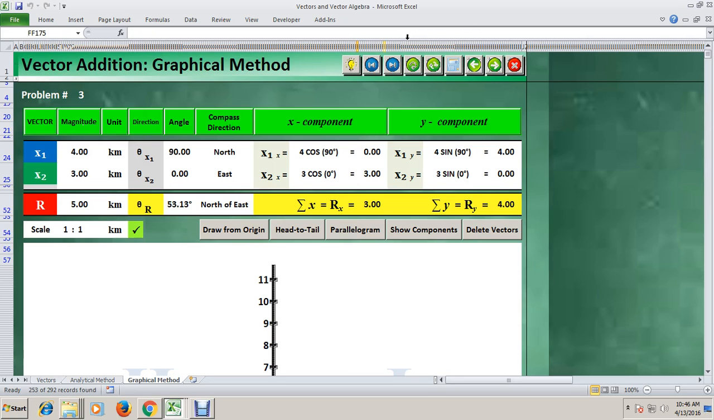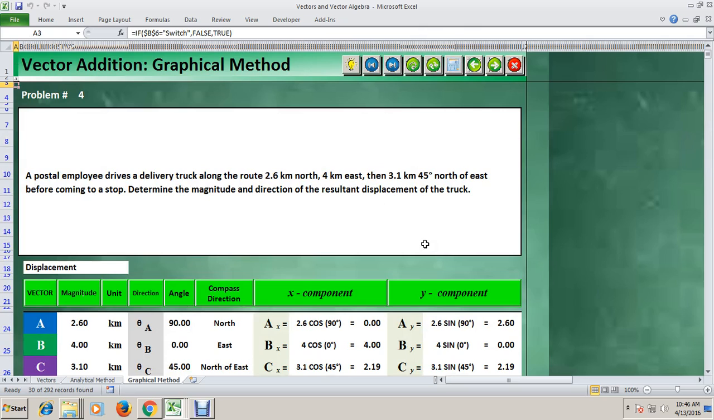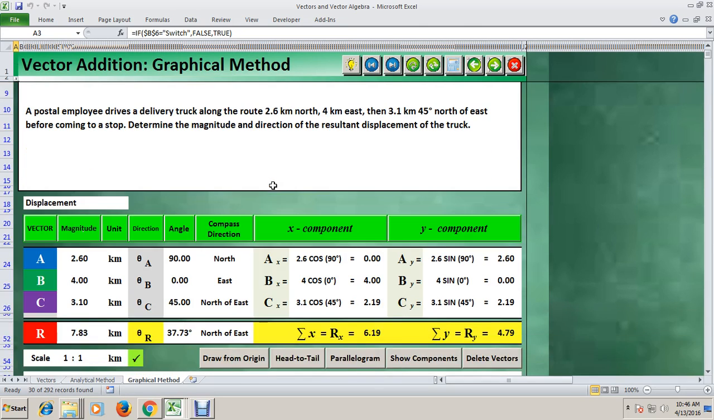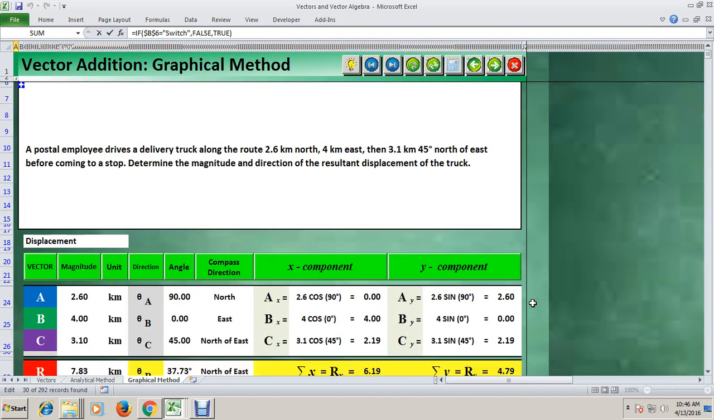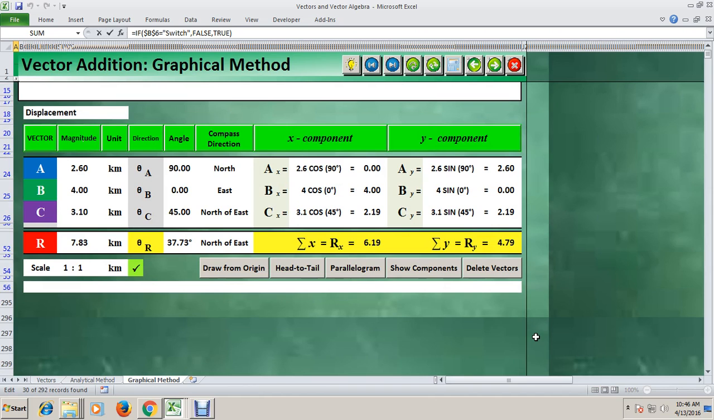Now let's try to have the fourth example. A postal employee drives a delivery truck along the route: 2.6 kilometers north, 4 kilometers east, 3.1 kilometers, 45 degrees north of east. Okay, so let's try to draw the three vectors from the origin.